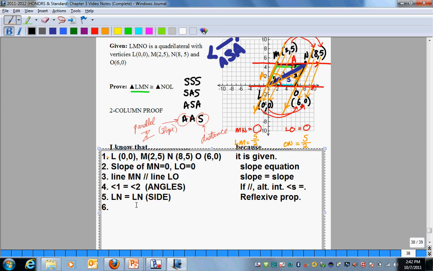Then I know the orange lines are parallel. That would be LM. The slope of LM equals 5 over 2, and the slope of ON equals 5 over 2, and the reason is because we use the slope equation. Because of that, that gave us sides which are parallel, so I can say LM is parallel to ON, because the slopes are equal.